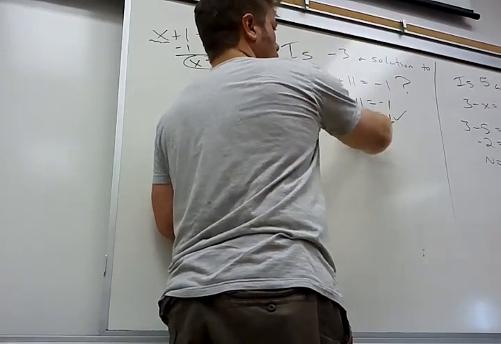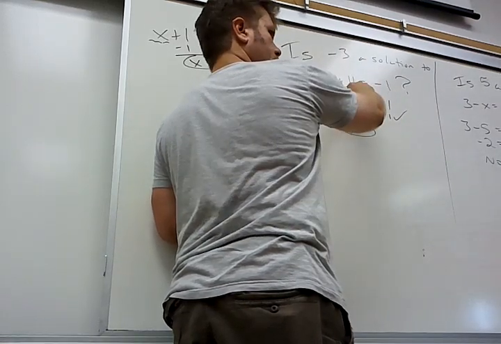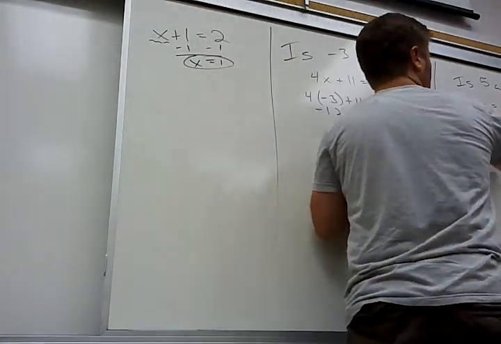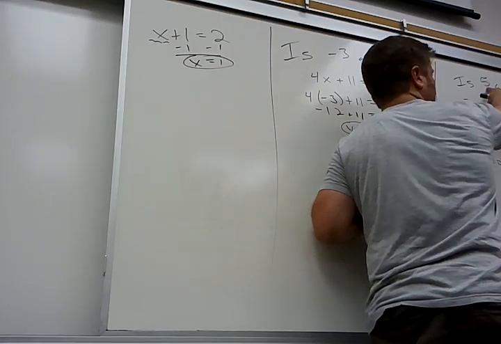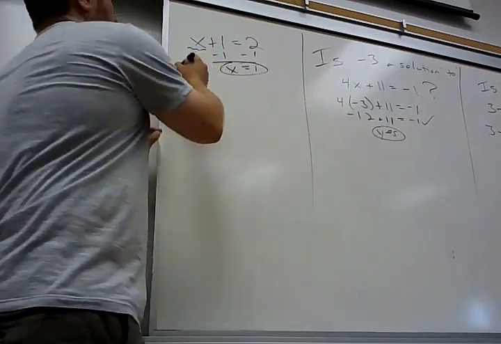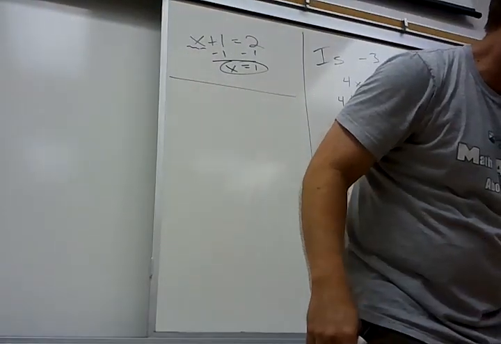The fact that you got a true statement tells you that that does make this work, right? If you end up with a true statement, that made it work, so it is a solution. You end up with a false statement, that didn't make it work, so it's not a solution. That is not a solution, right? Okay. Cool. So that's the real basics of this stuff here.